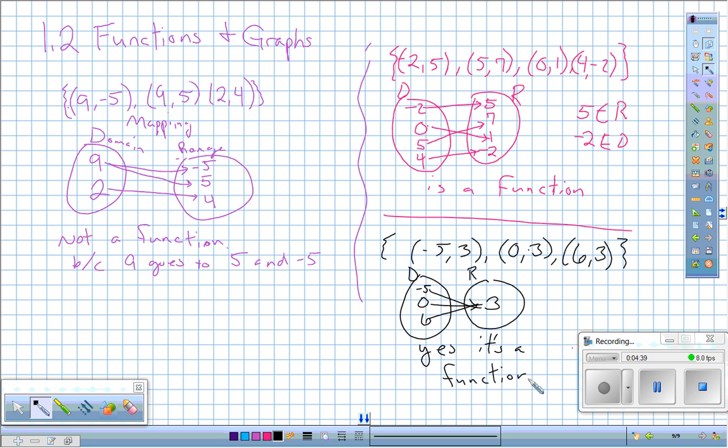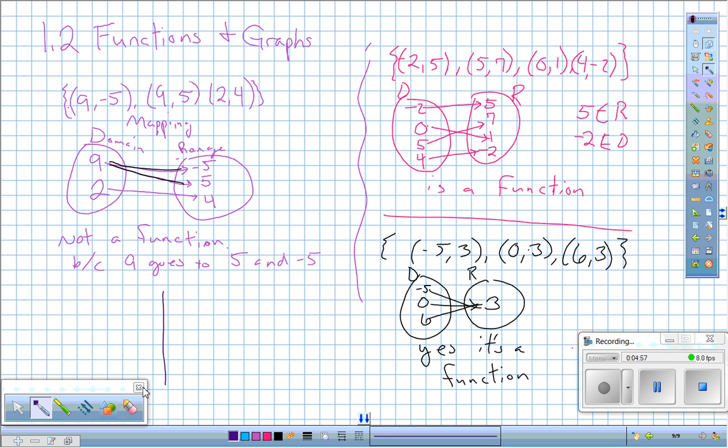Okay, the only time I'm going to have something that doesn't look like a function is right here, on this 9 going to 2 different numbers. Okay, but 3 different numbers can go to the same one in the range, as long as it's not a different one coming from the domain.